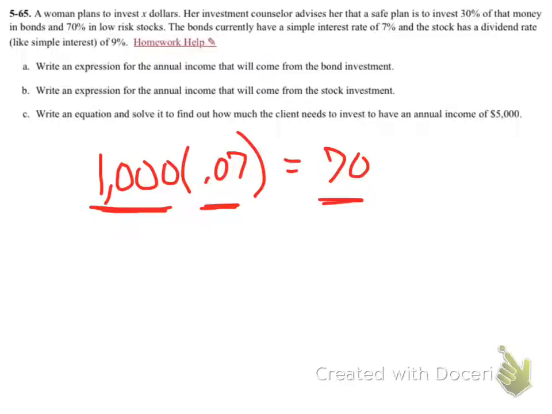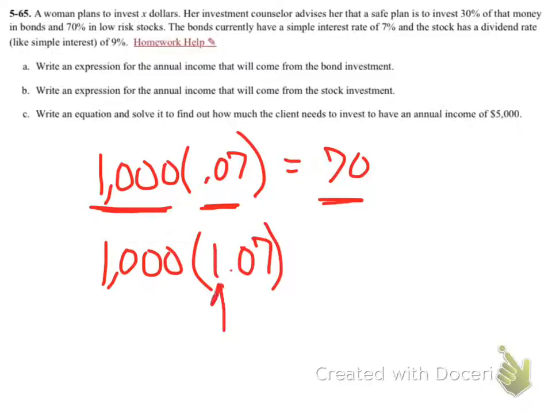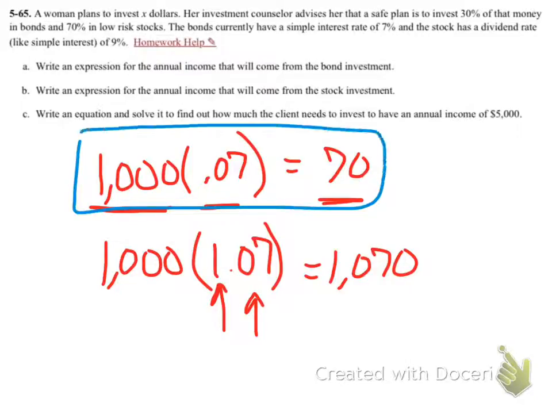That is different than if I wanted to say how much money would be in my account. That would be $1,000 times 1.07, which would be 100% plus the 7%. That would give me $1,070, and that's the amount that's in the account. So for this problem, we're looking at strictly the interest, so something like that.